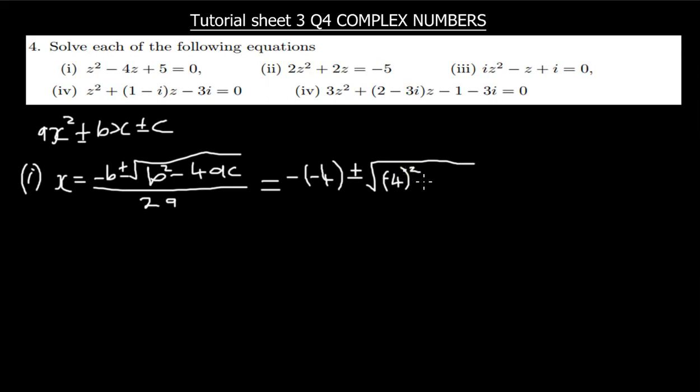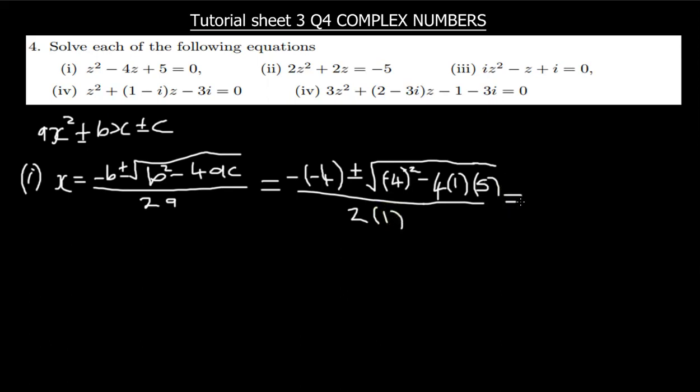And then minus 4. Remember, where there is a, I'm putting the coefficient of z squared, which is 1. And then where there is c, this is 4ac, so where there is c, I'm putting the constant, which is 5 in this case. And then everything over 2a. My a is 1.